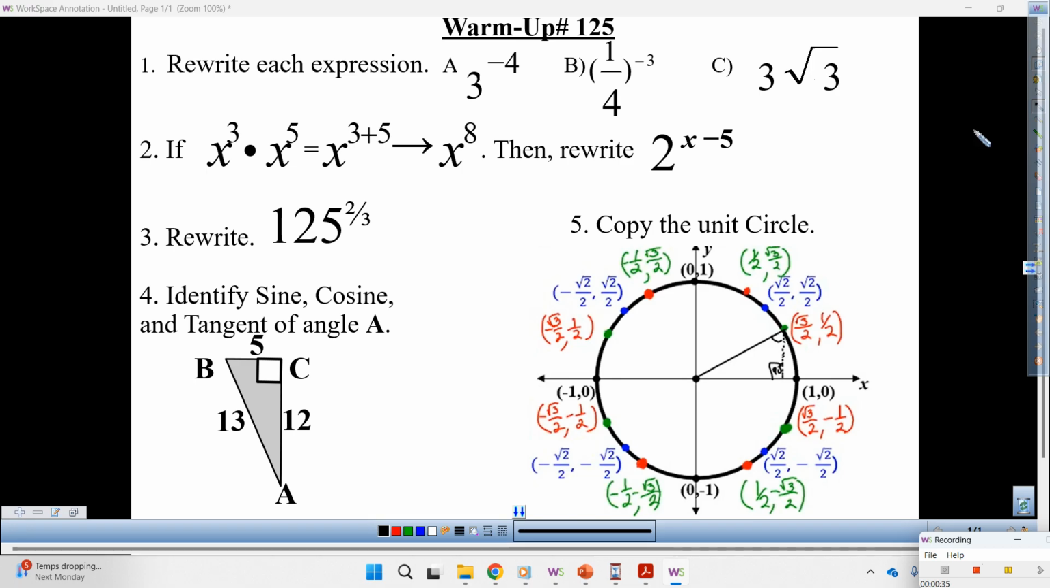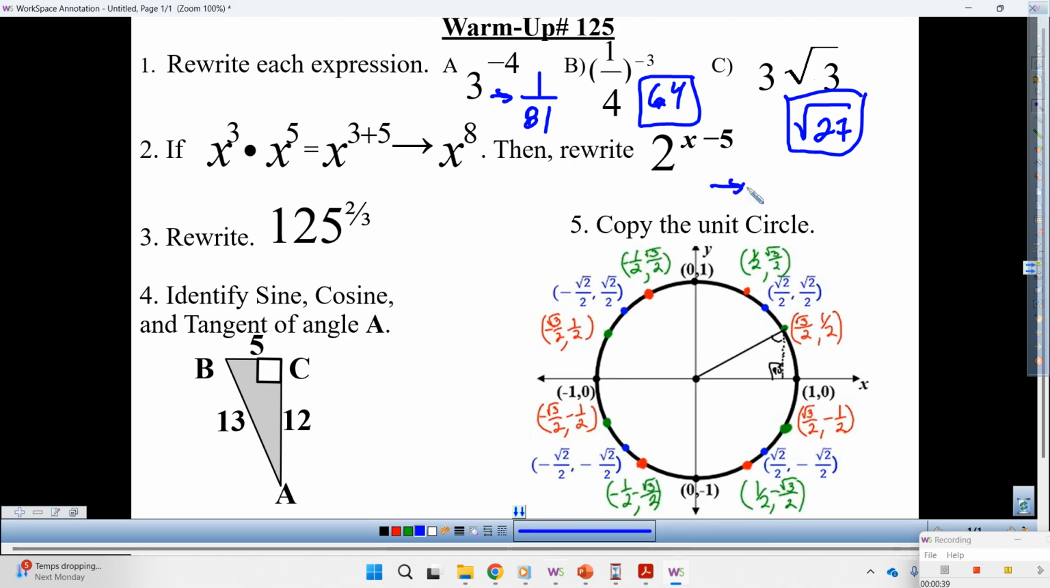Let's get this show on the road. Warm up 125. Here we go. By now, these should be automatic. You should have gotten 1 over 81 for 1A. Hands if you got that. Okay, good. 1B, you should have gotten 64 or 64 over 1. For 1C, you should have gotten square root of 27. Number 2, you should have gotten 2 to the x over 32.